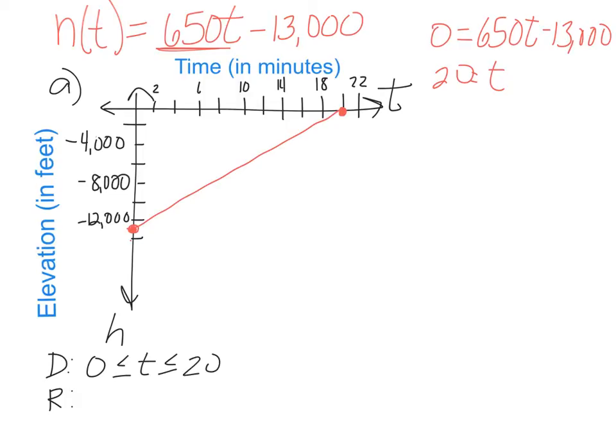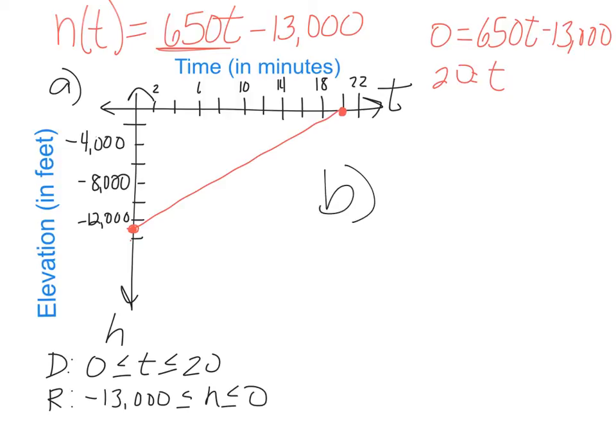The range, now the range is right here. The lowest is negative 13,000 feet. The highest is 0. You can't have the submersible flying above the water. So we know the submersible is going to have a minimum height or depth of negative 13,000 feet, which is less than or equal to the height, which is less than or equal to 0.